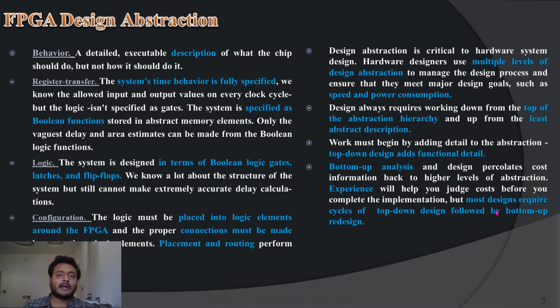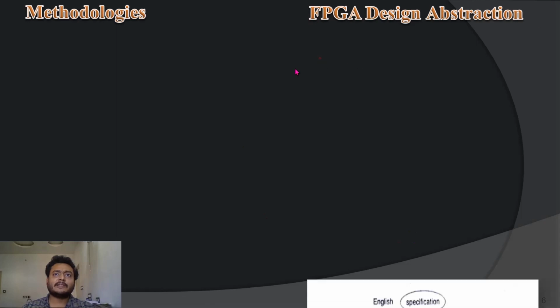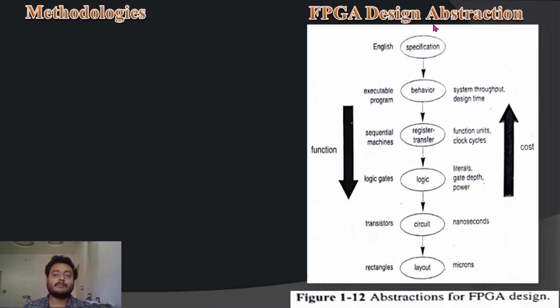So if you're not achieving some performance in some case, you need to go back, start with the bottom level, and try to rectify it or find a solution for getting the particular design aspects. Okay, so these are the FPGA design abstractions, and you have the same design abstractions in terms of the figure here. You start with the specification, the same I discussed in the previous slide.